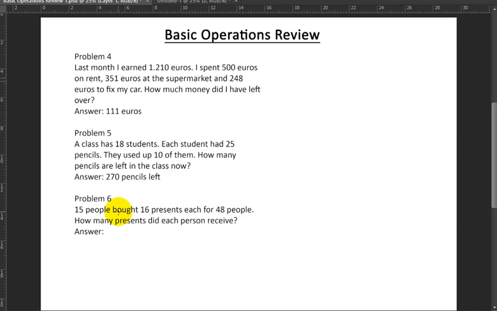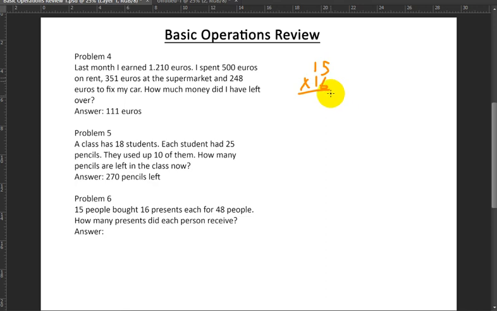"15 people bought 16 presents for 48 people. Let's say that this is charity of some sort. How many presents did each person receive?" So each one of these 15 people bought 16 presents. So first I need to figure out the total amount of presents. I'm going to do that by doing 15 times 16, and okay, let's do this multiplication.